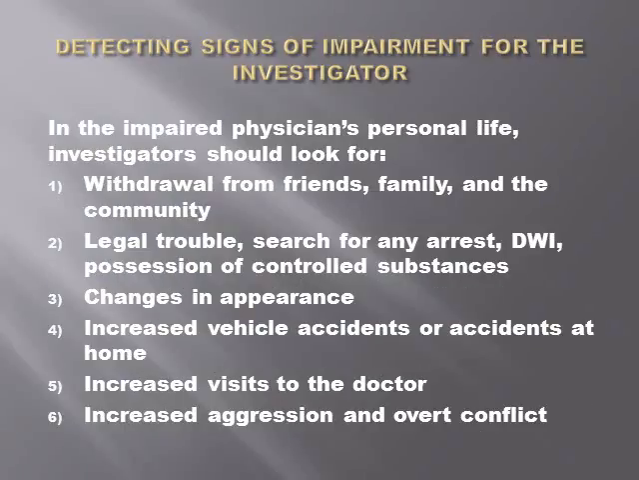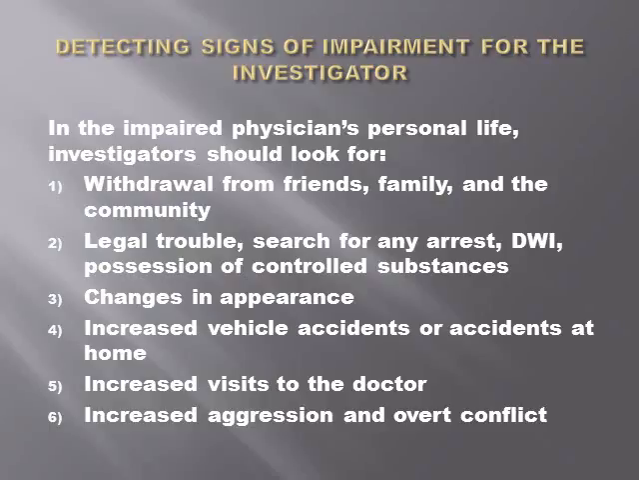Detecting signs of impairment for the investigator: the impaired physician's personal life. Investigators should look for 1, withdrawal from friends, family, and community. Number 2, legal trouble. Search for any arrest, DWIs, possession of controlled substance. Number 3, change in appearance. Number 4, increased vehicle accidents or accidents at home. Number 5, increased visits to the doctor.